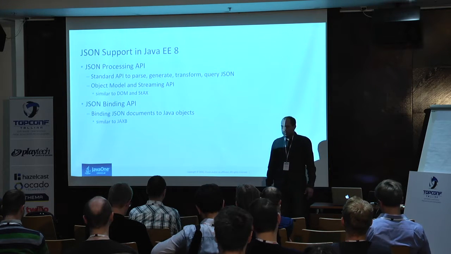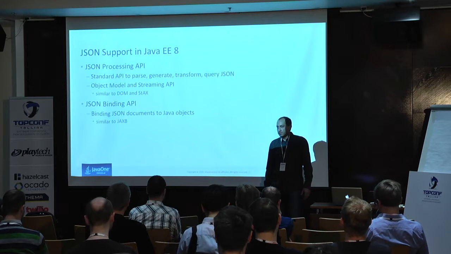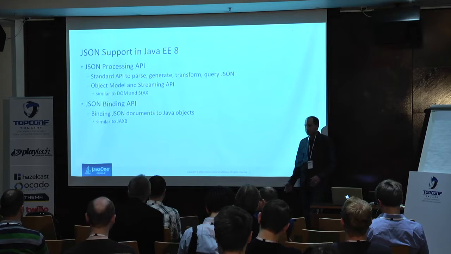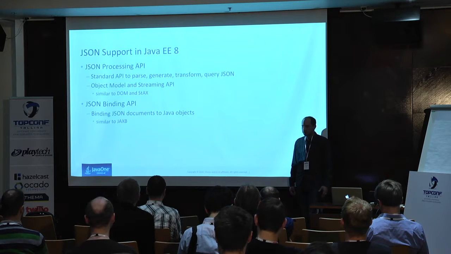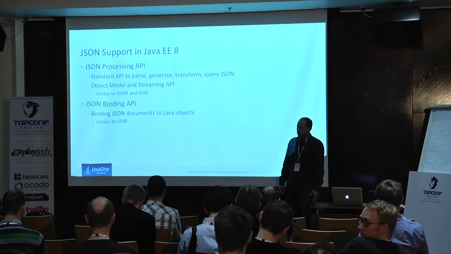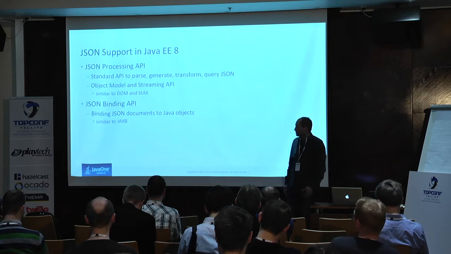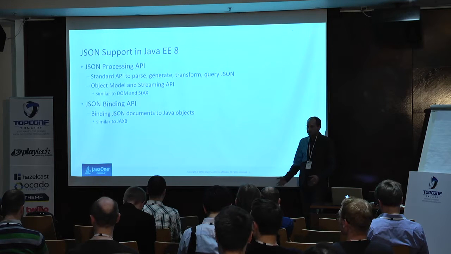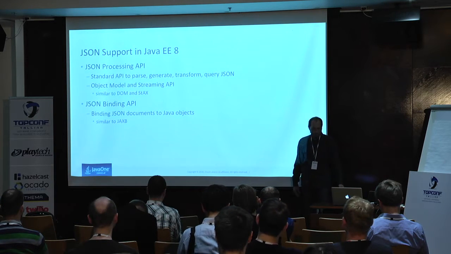Another set of APIs which is going to be new in Java EE 8 is the JSON binding API, which is very similar to JAXB. You can find a lot of inspiration from JAXB even in this API. And basically it allows you to bind JSON documents to Java and vice versa.